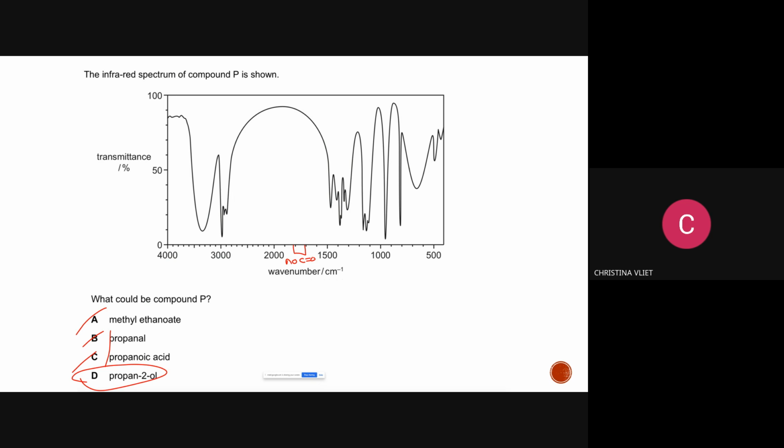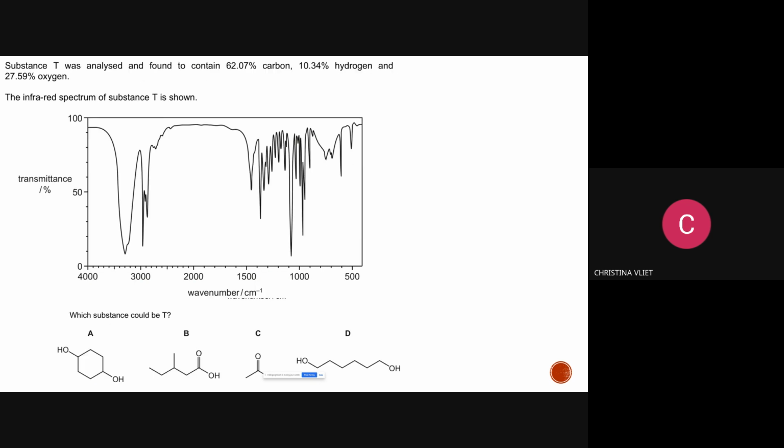Okay, let's continue. Substance T was analyzed and found to contain 62.07% carbon, 10.34% hydrogen, and 27.59% oxygen. What is it? So once again, I would look for two areas, 1,700 and 3,200. Do I see something going on in that 1,700 range? Do I see any sharp peaks here? No. So that means no C double bond O. That's the way that I analyze it.